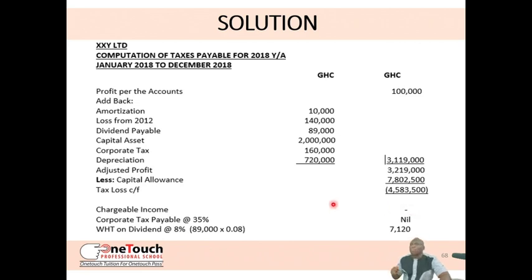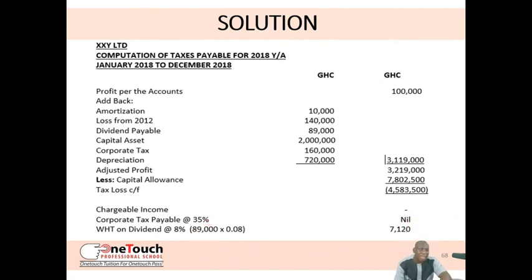But the question says, compute the corporate tax. That was the question. So you are now answering the question. Some people, once they get a loss, now they have stopped. You lose marks for all these. Place the corporate tax payable. Remember, mining companies and petroleum companies, they pay corporate tax at 35%. So you are telling the examiner, corporate tax payable at 35%. Because there is no chargeable income, it will be nil.